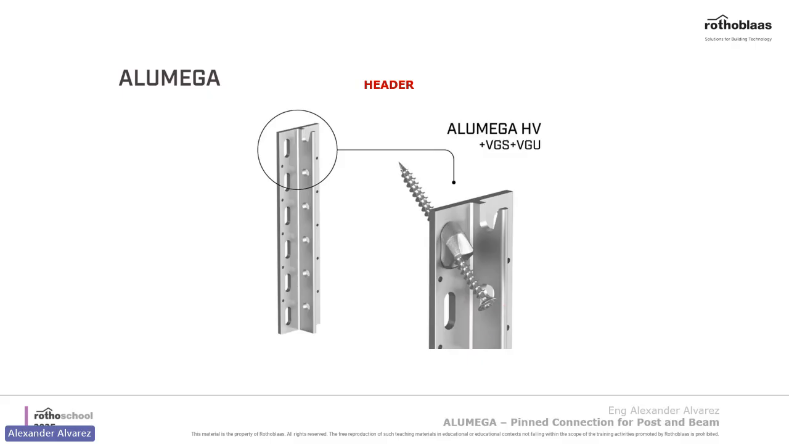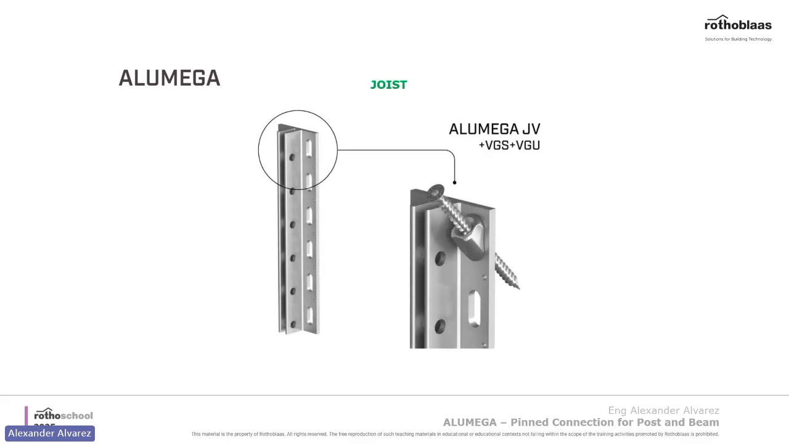So that's the header side, but on the joist side, we also have another inclined installation, the Alumega JV, which is the same thing as the other one. However, this time instead of going up into the beam, this is going down into the beam.